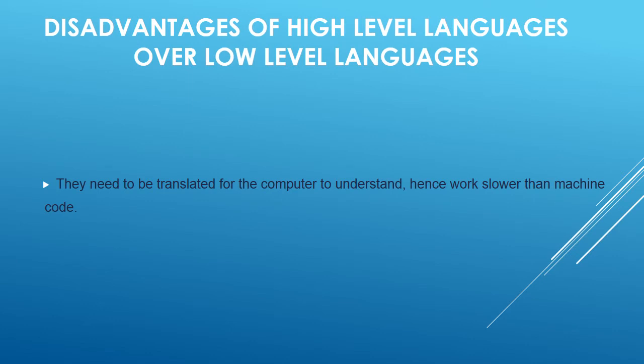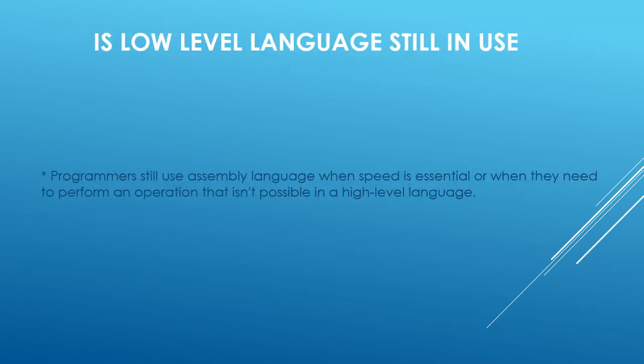Well, there is a disadvantage of high-level language over the low-level language, and that is that they need to be translated for the computer to understand, because the computer only knows the language of zeros and ones, nothing else. Hence, these work slower than the machine code.